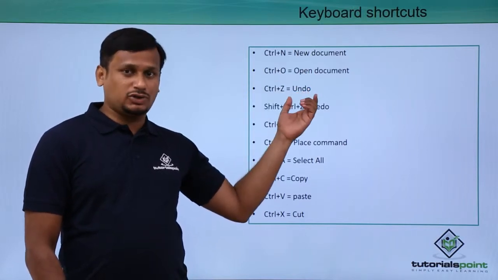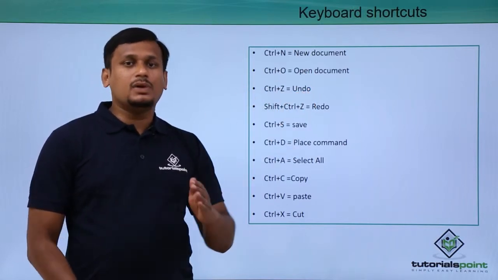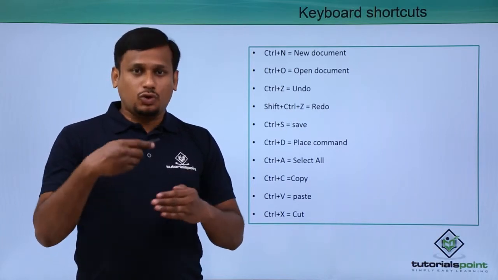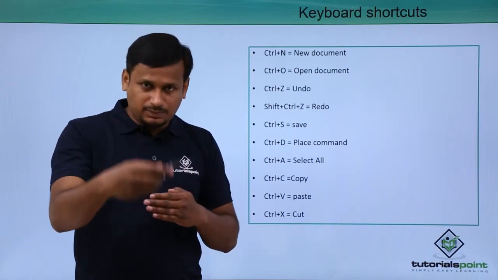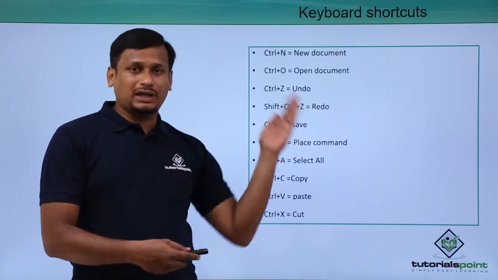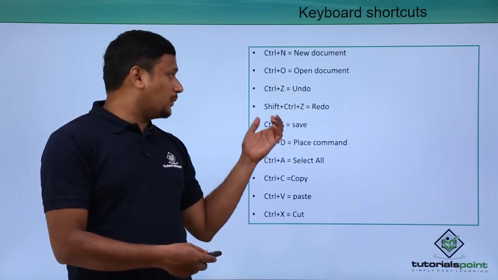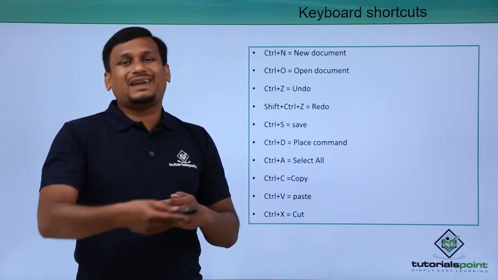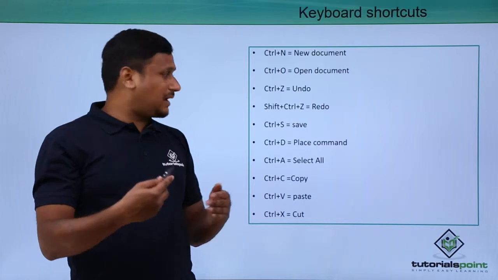Ctrl O to open the document, Ctrl Z, undo. Like if you have done anything wrong, any mistake, if you wanted to go back, or if you wanted to go multiple times back, we use the shortcut called Ctrl Z for going back, which is undo. Then Shift Ctrl Z is redo, which is used to get it back again. I mean, regain it back again.